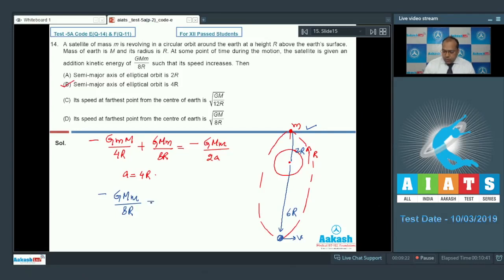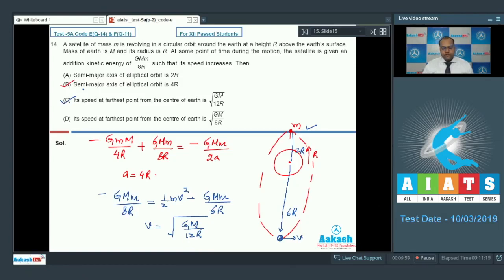So this is equal to the kinetic energy at this instant, that is half m v square, minus the potential energy of the satellite, which is given by G capital M into small m by 6r. So on solving, the value of v comes out to be under root of G capital M by 12r. So option C is correct. So the correct answer for question number 14 are options B and C.